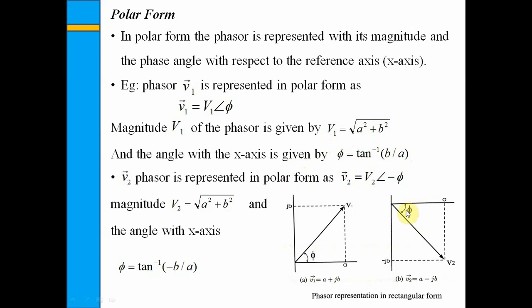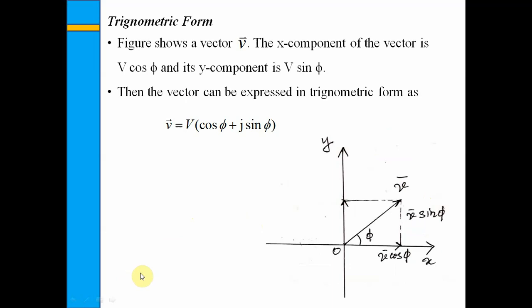Now consider another phasor V2. It makes an angle minus phi with the reference axis. It is represented in polar form as V2 angle minus phi, where capital V2 is the magnitude of the phasor, given as square root of A squared plus B squared, and the angle phi is tan inverse of minus B by A.